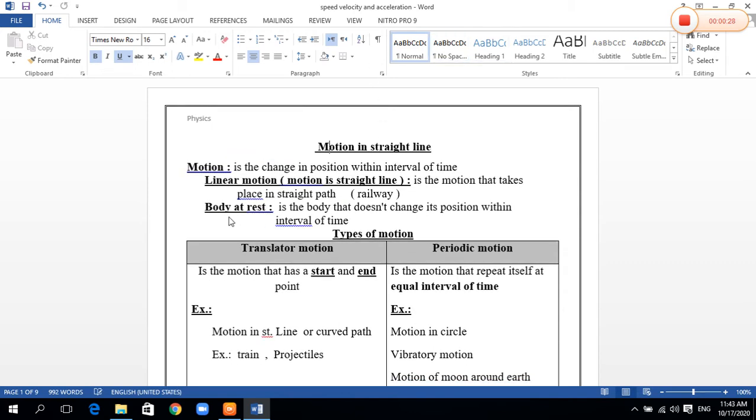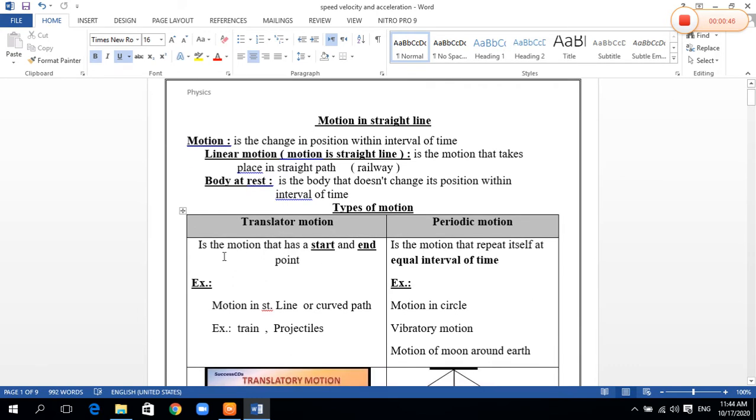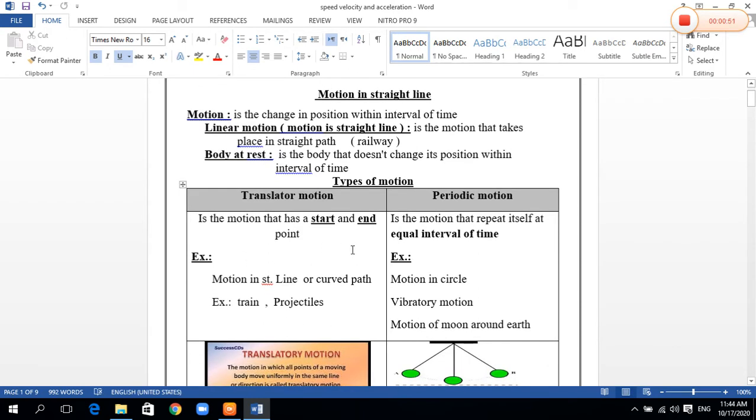When we say that a body is at rest, it is a body that doesn't change its position, doesn't move, as the time passes. Okay, we have two types of motion: translatory motion and periodic motion. Translatory motion is the motion that has a start and end point, but the periodic motion is the motion that is repeated in equal periods of time, or equal intervals of time.